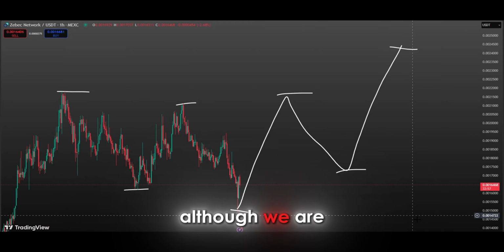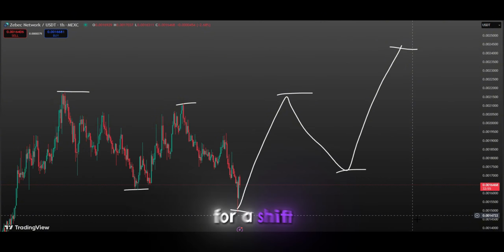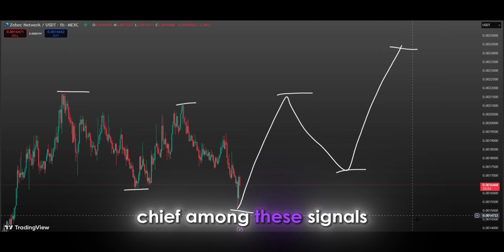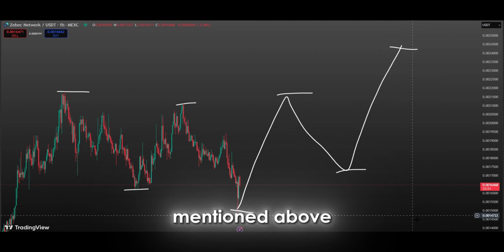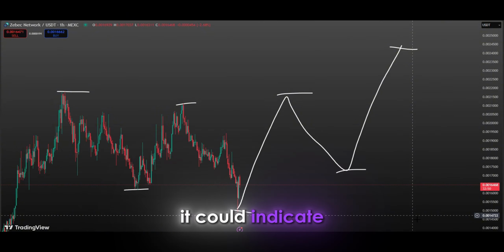Although we are currently in a short-term downtrend, we are waiting for key technical signals for a shift to an upward trend. Chief among these signals is the formation of a higher high and then a higher low, as mentioned above. If this structure forms, it could indicate not only a short-term reversal, but also the start of a new uptrend in the medium to long term.